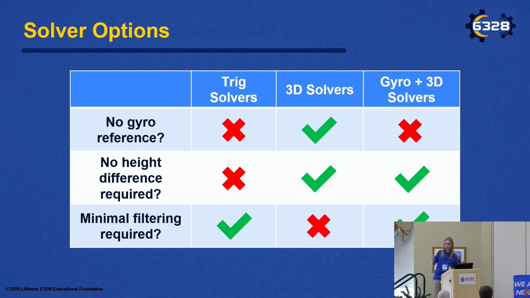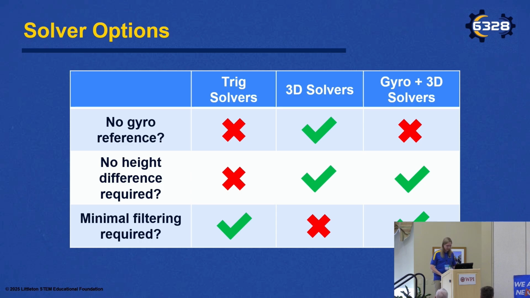Now, of course, 3D solvers also require a little bit more work to get the appropriate tuning and filtering. An important consideration here for global positioning as well is whether each of these solvers can incorporate data when you have multiple tags in the same frame. And generally that improves accuracy and stability quite a lot. And there are variations of all of these algorithms that can support that, mostly for 3D and combined 3D gyro solvers. So something else important to pay attention to.